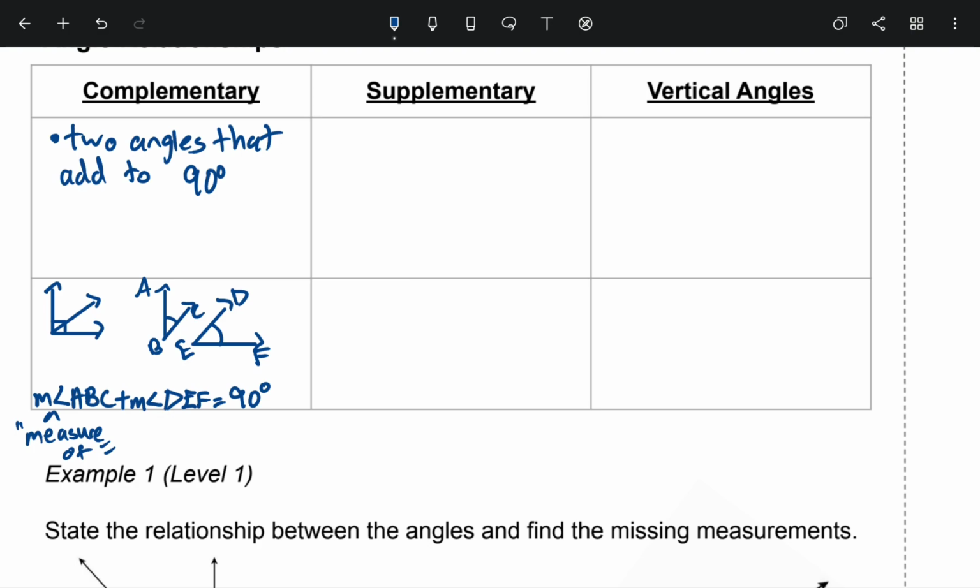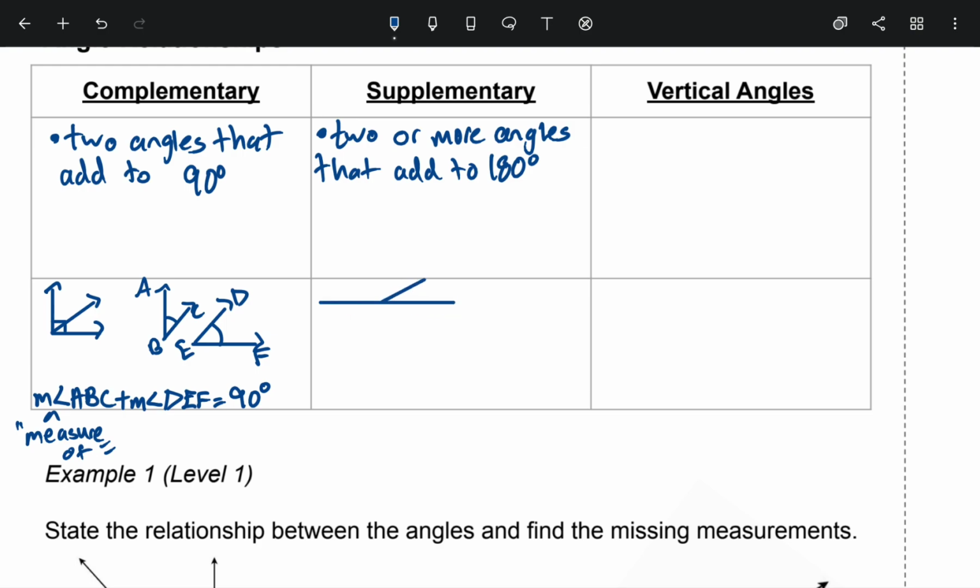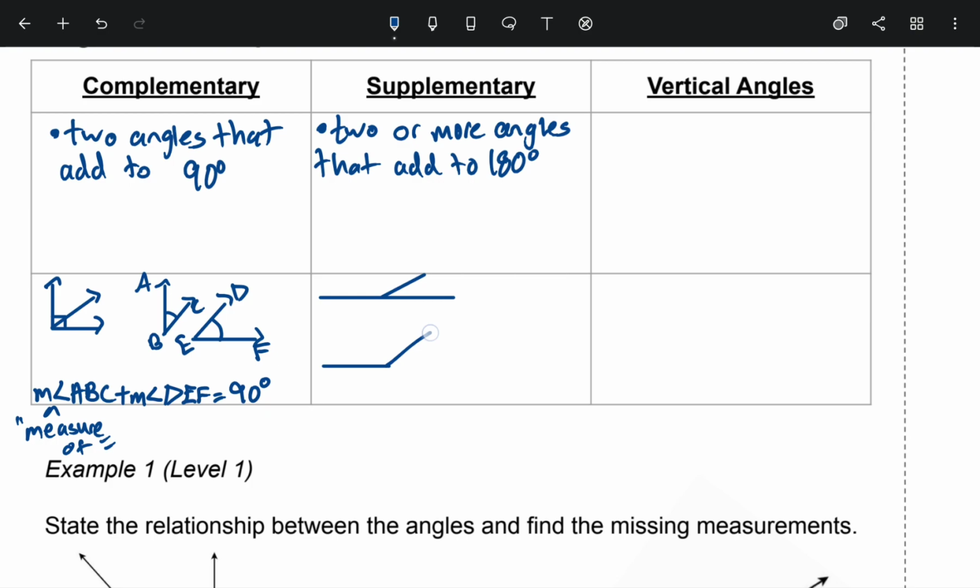Now, supplementary angles are any 2 angles that add up to 180, or 2 or more angles. Okay. So either we could have 1 angle that's split or 2 angles like so. Or another one you might see is something like this, where you have 3 angles. These are all supplementary angles.